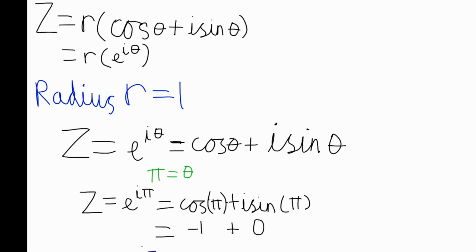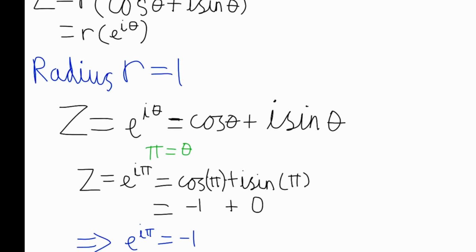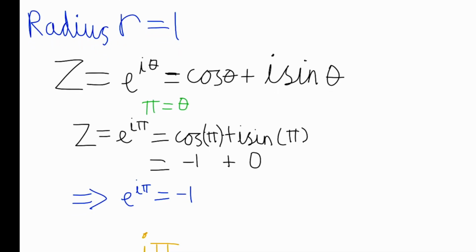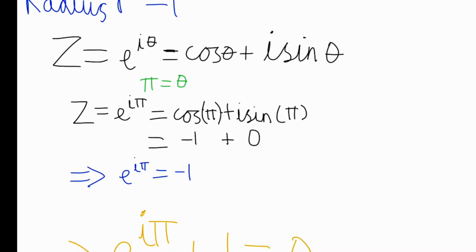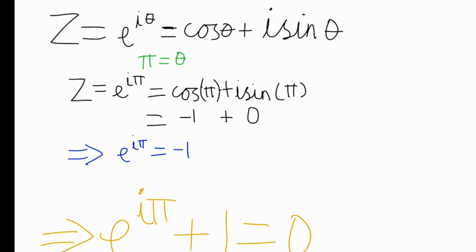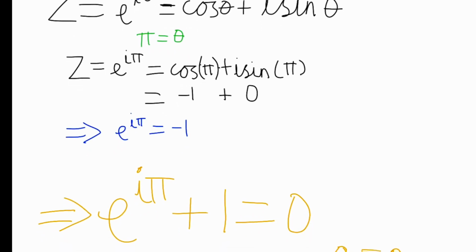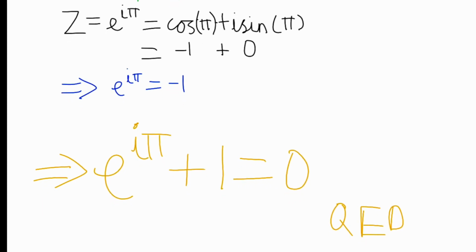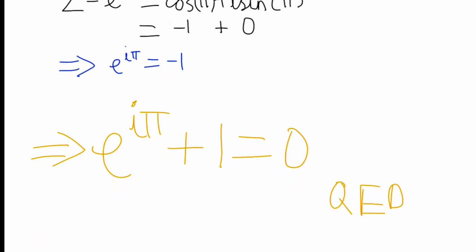If we assume that the radius r is equal to 1, we get that z is equal to e to the i theta, which equals cosine theta plus i sine theta. If we substitute pi for theta, we get that z is equal to e to the i pi, which equals cosine pi plus i sine pi, which equals negative 1 plus 0. So e to the i pi equals negative 1. And if we add 1 to both sides of the equation, we get that e to the i pi plus 1 is equal to 0, and we are done.